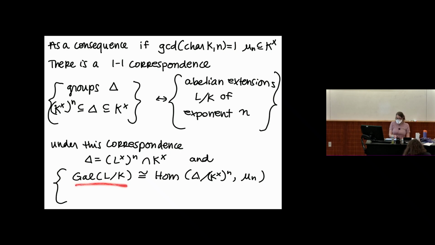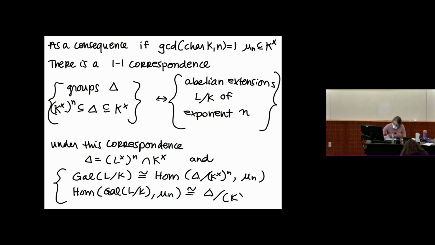Okay, so this is nice. That also tells you the Galois group of the extension, if you know which roots you've taken. But another way to think about it is that the homomorphisms from the Galois group of L over K to mu n is isomorphic to delta mod this set. Delta mod K cross to the n.